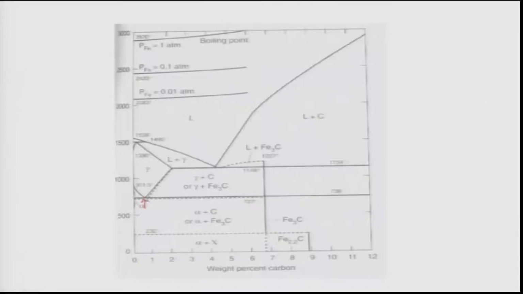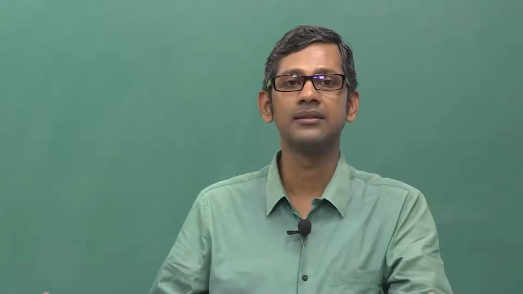As you see here, there is a eutectoid reaction at about 727 degrees Celsius for a carbon concentration of 0.8% carbon. And this transformation actually leads to formation of alpha plus Fe3C. That means carbon gets partitioned between alpha phase and a carbide, which is known as cementite. And this happens when you cool the sample slowly.